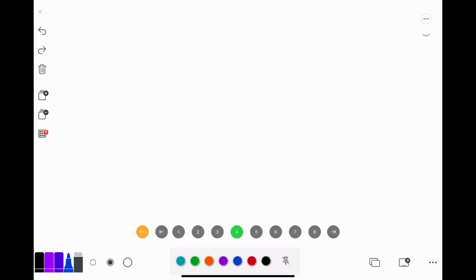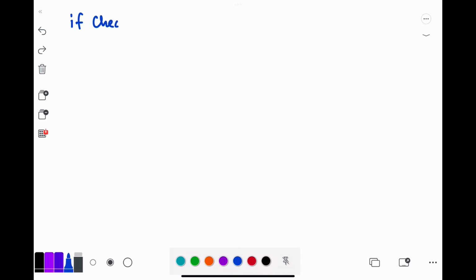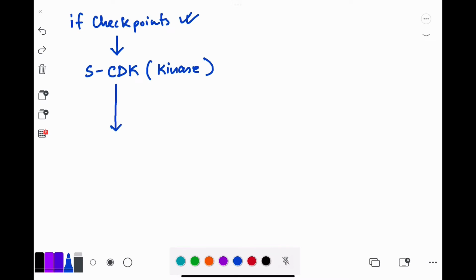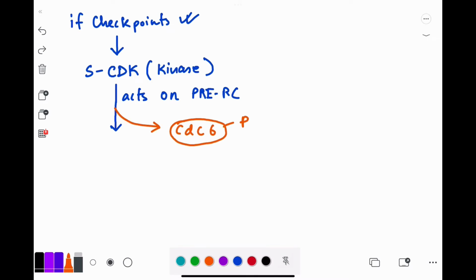Now suppose all the checkpoints of G1 are met. If all checkpoints are met, then the S-cyclin and CDK will form. The cyclin dependent kinases are activated only after the cyclin binds to them. So this complex forms, and it acts on the pre-replicative complex. CDC6 is phosphorylated and removed from the complex. Now the origin recognition complexes are free.